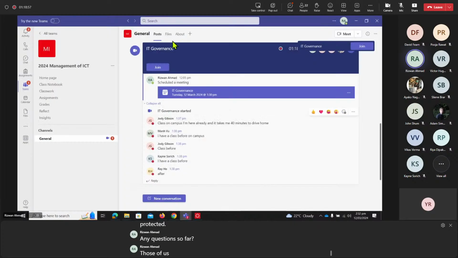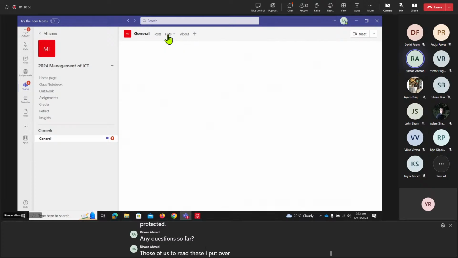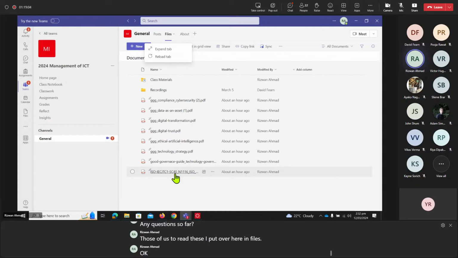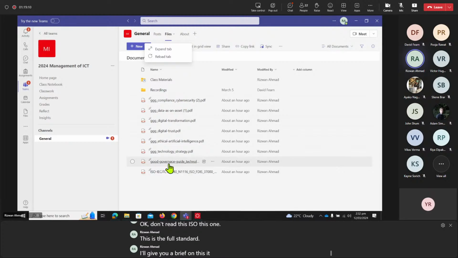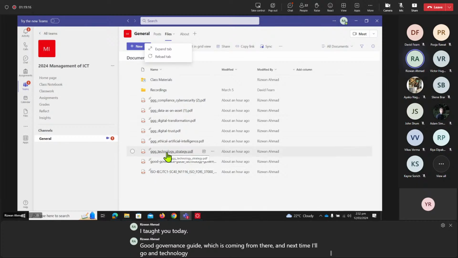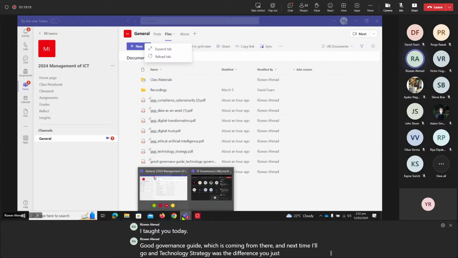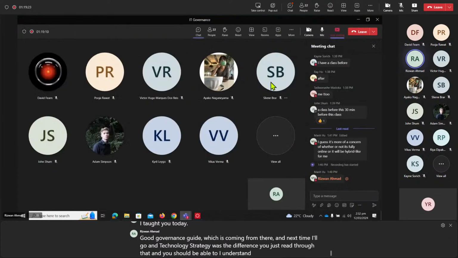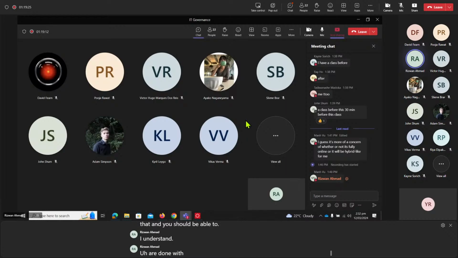Those who want to read these, I put them over here in files. Don't read this ISO one, this is the full standard. I'll give you a brief on this. I taught you today the Good Governance Guide, which comes from there. And next time I'll go into technology strategy. Just read through that and you should be able to understand. I'm done with my lecture. Any questions so far? Please go ahead.